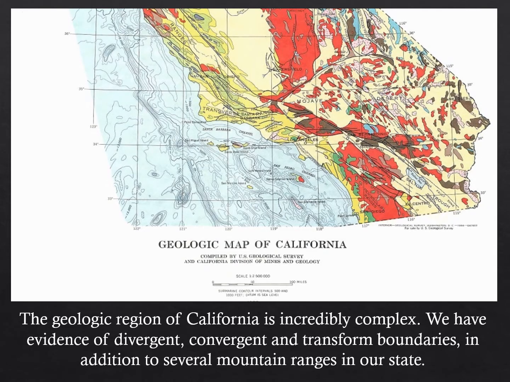The geologic region of California is incredibly complicated. We have evidence of divergent, convergent, and transform boundaries, in addition to the presence of several mountain ranges in our state. Recall that divergent plate boundaries are where tectonic plates move apart from one another. This creates a ridge in the center, and tensional forces will be exerted on the landscape. Convergent plate boundaries are where tectonic plates collide.